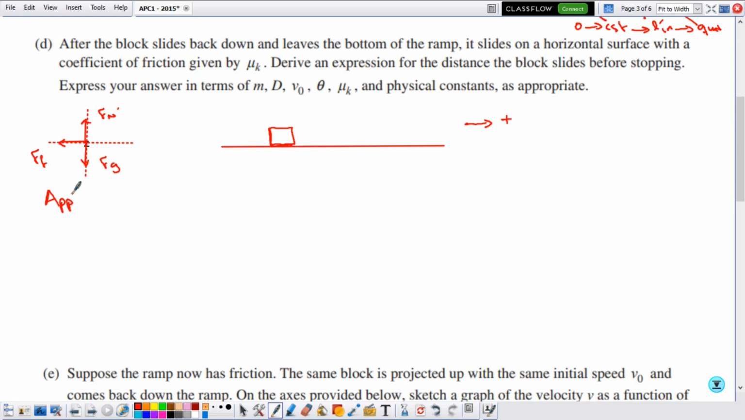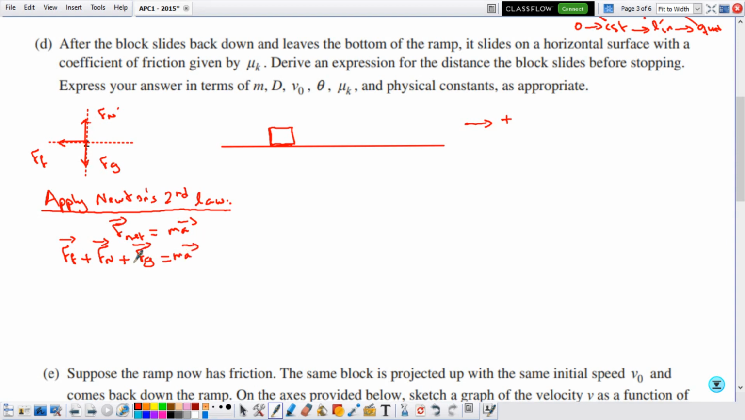And now we're ready to apply Newton's second law. So let me say apply Newton's second law. That would be F net is given by ma. What are the forces acting on the block? We have friction. We have the normal push. We have the pull of gravity. And that would be equal to ma. Now projection along the horizontal. Friction is acting in the opposite direction, so minus Ff. Normal push has no projection, that would be 0. Pull of gravity has no projection, that would be 0. And that would be ma.